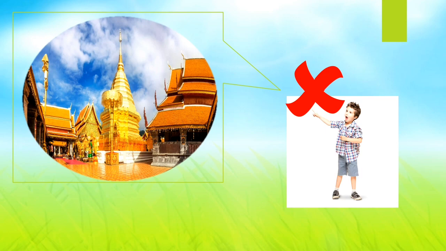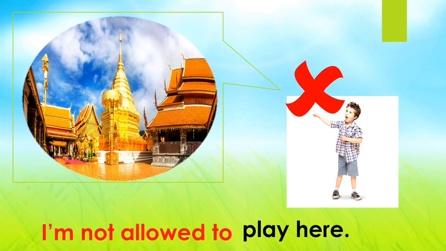Next. Here is a boy again and a temple. As we all know, a temple is the place where we pray, not play. We have to respect the temple, so children cannot play inside the temple. So the boy said, I am not allowed to play here. Again, I am not allowed to play here.